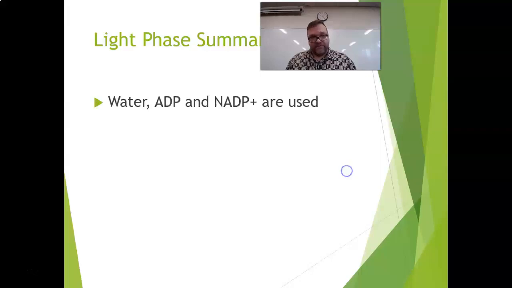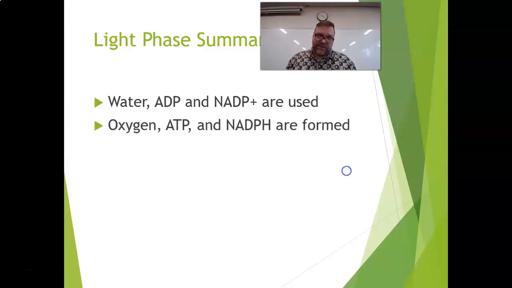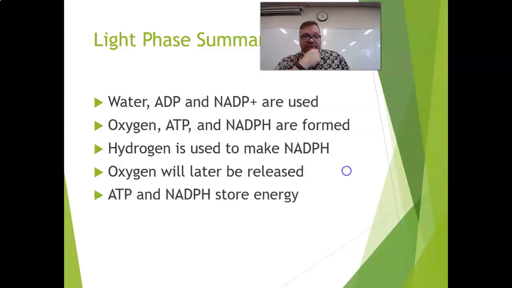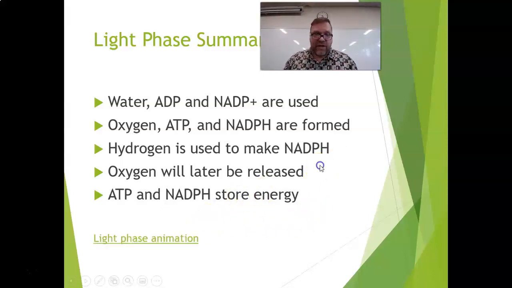So this is a summary. We have water, adenosine diphosphate, and NADP+. We react that with light, and oxygen, ATP, and NADPH are formed. Those are the products. Hydrogen is used to make the NADPH. Oxygen will later be released. ATP and NADPH store energy. That's just a rough summary: I've got my reactants, I've got my products, the hydrogen goes to make the NADPH, oxygen's later released, and the ATP and the NADPH store the energy that we use.